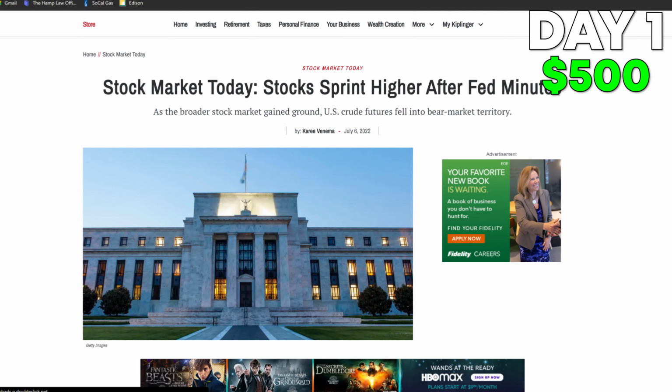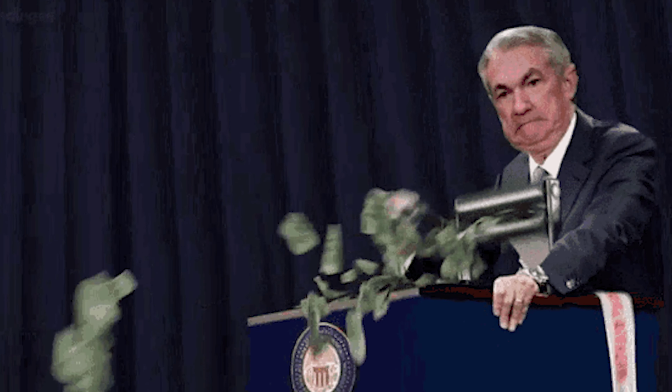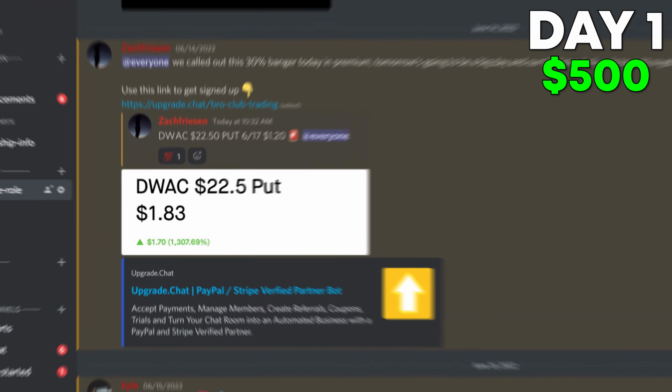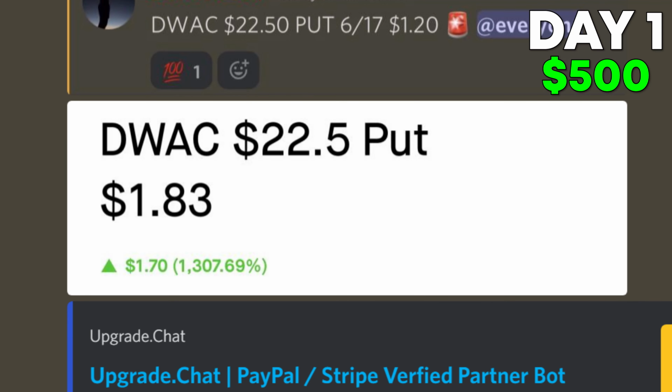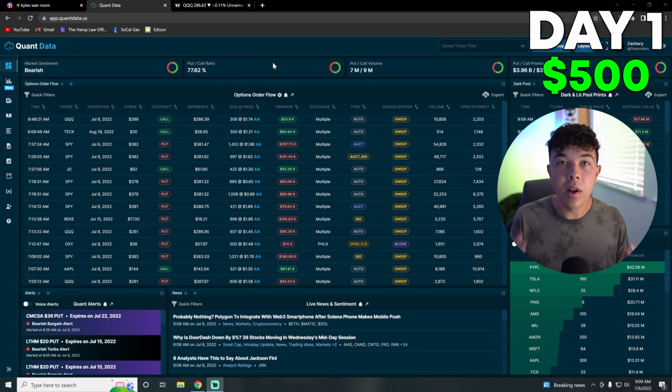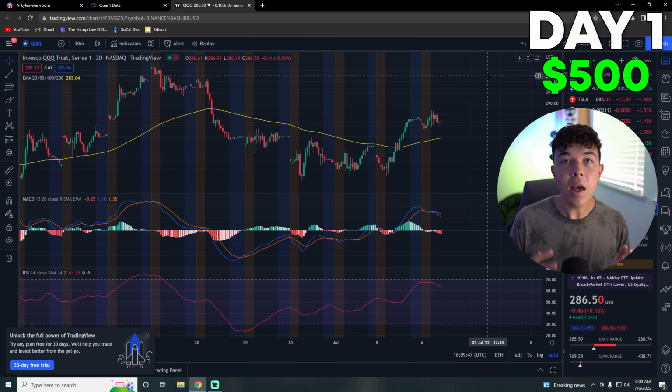That's because the Fed minutes come out today. If you guys don't know, the Federal Reserve actually has a ton of influence on the market. And the last time that the Federal Reserve talked, I actually made 1,000% return on my investments. Now, as you guys can see here, we are on Quant Data and you can see that Quant Data has the market sentiment as bearish. Now that paired with this bearish graph means I'm going to be buying puts for today.